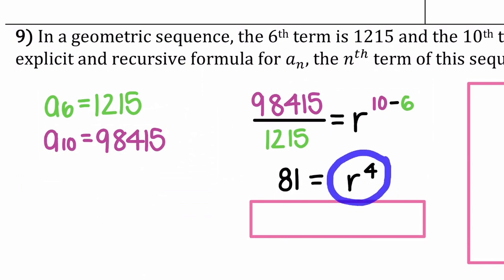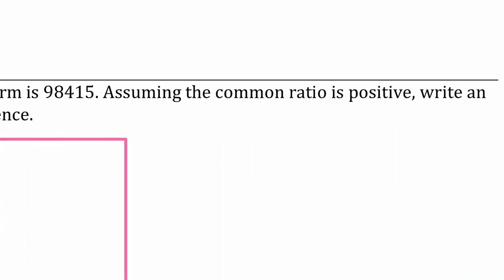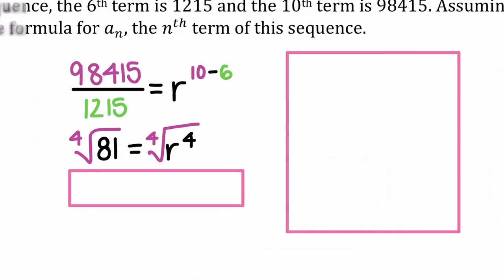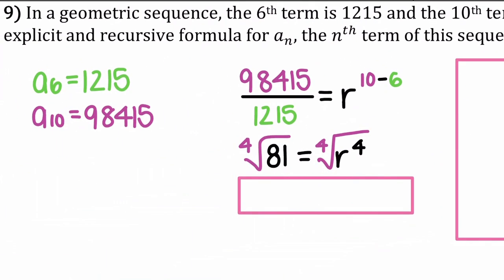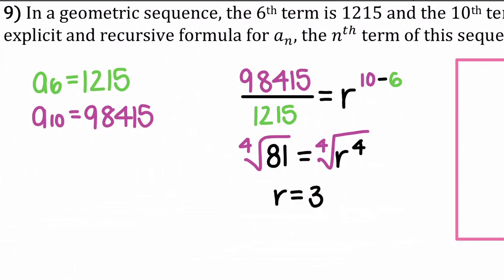But if we're applying the common ratio 4 times, we're trying to think what number multiplied by itself 4 times will give us 81. And so in this case, this is where we have to take the 4th root as such. But once again, if we're taking the 4th root of a value, or any even root of any value, we're always going to have plus minus. So that's why this problem says, assuming the common ratio is positive, because the common ratio could be negative as well. So assuming that it's positive, r is equal to 3.